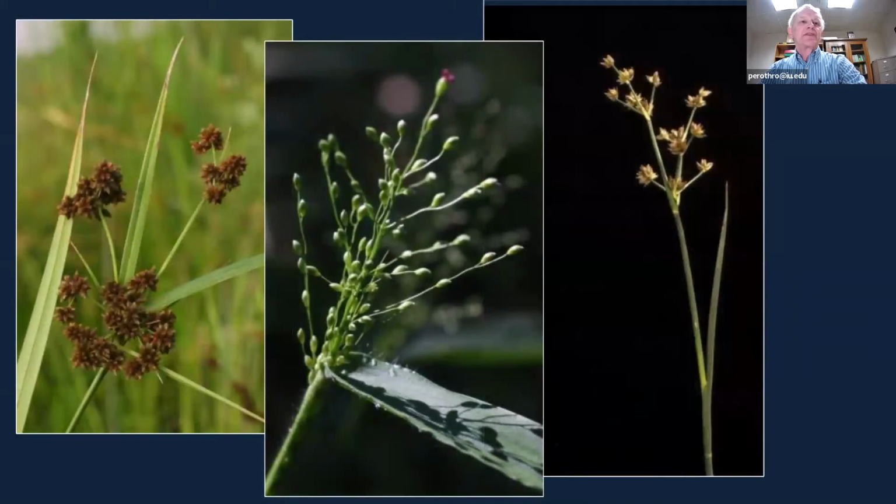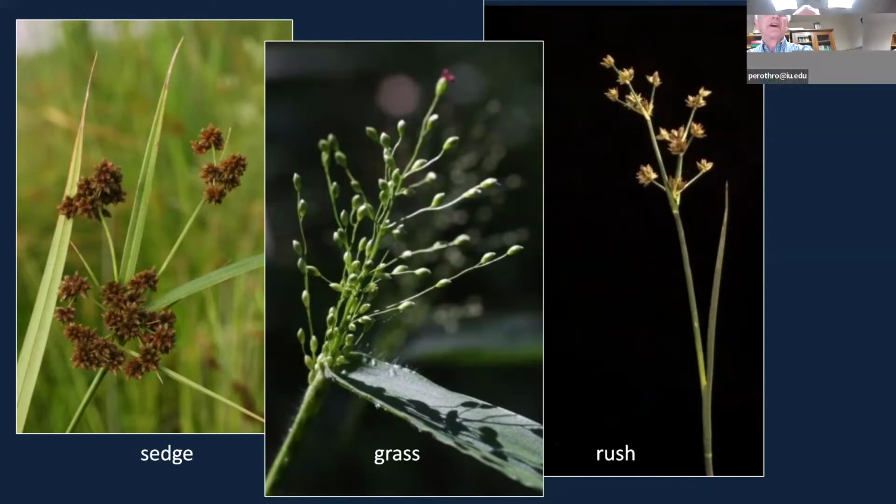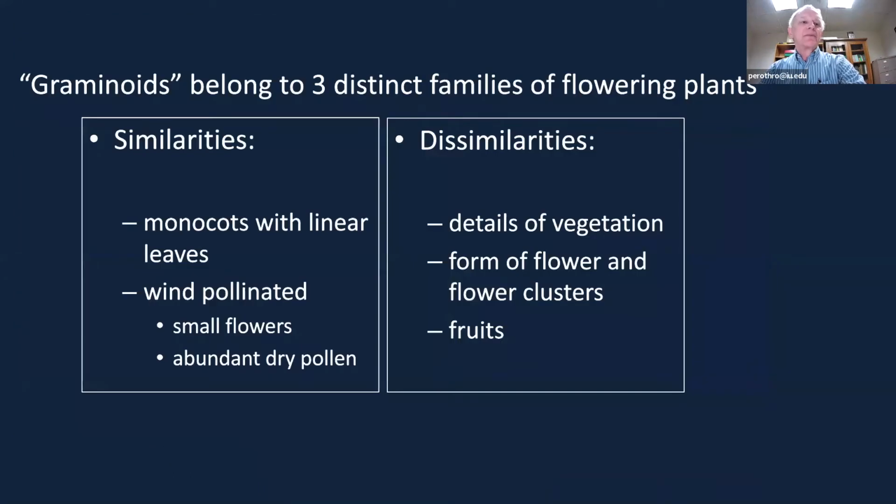Here we have pictures of three sedge-like plants. One is actually a grass, one is a sedge, and one is a true rush. Can you guess which is which? Well, here are the answers. The sedge is the one on the left, the grass in the middle, and the true rush is on the far right. In the jargon, all of these might be referred to as graminoids. That is, they are grass or grass-like.